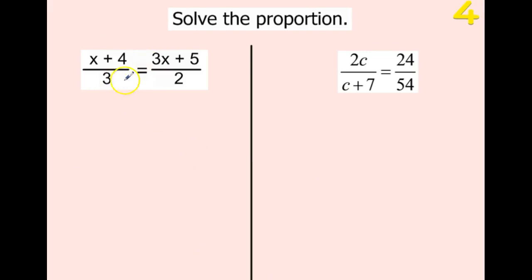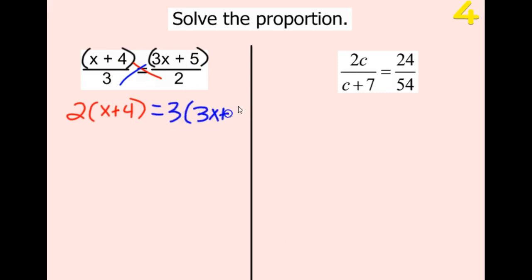These next two, this one's the same thing. We just have 2 sets of parentheses because they both have addition or subtraction. So this one is 2 times x plus 4. And the other side set equal to 3 times 3x plus 5. So let's multiply these out. Ooh, let's try that again.